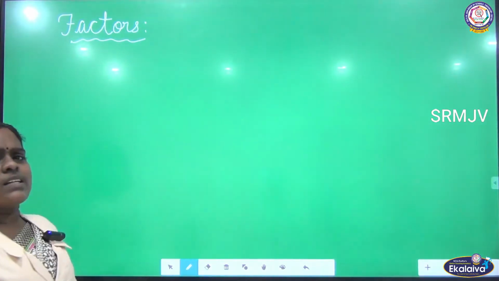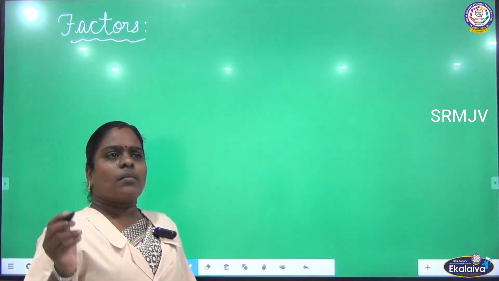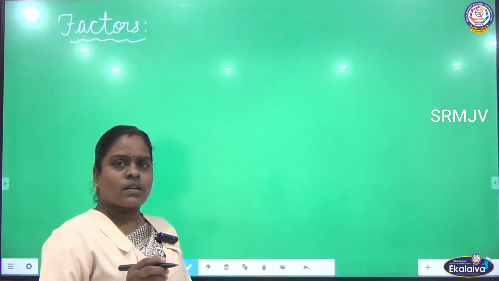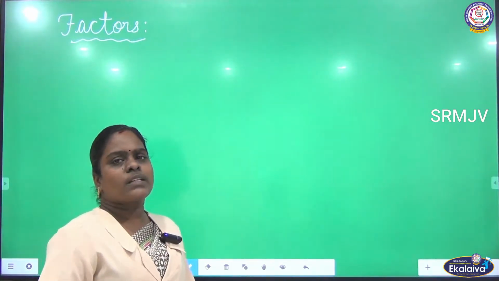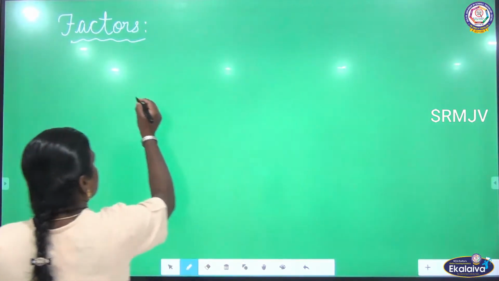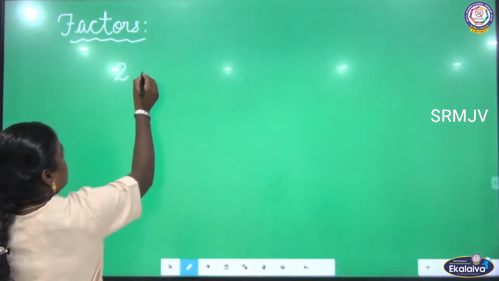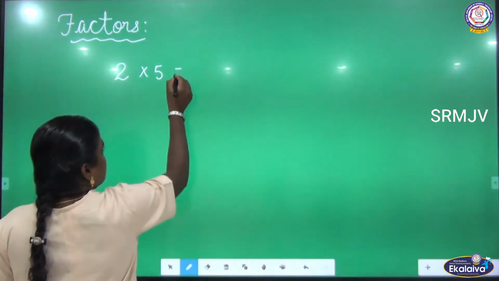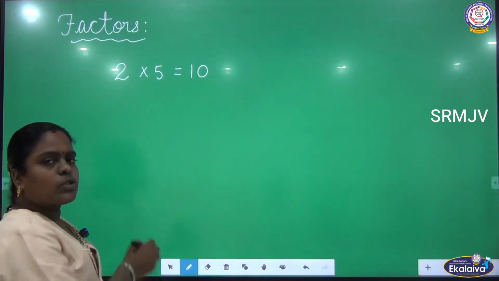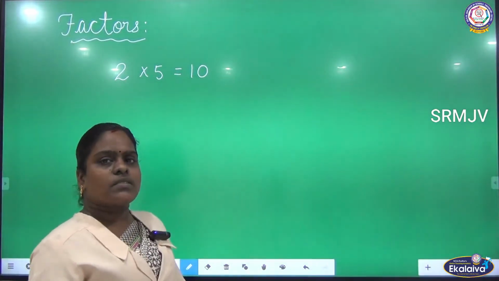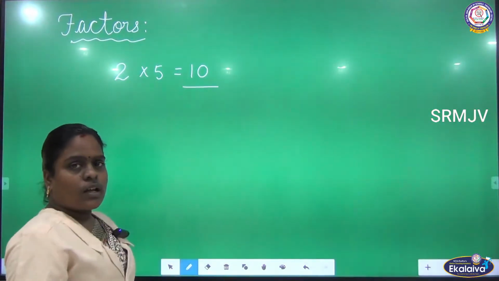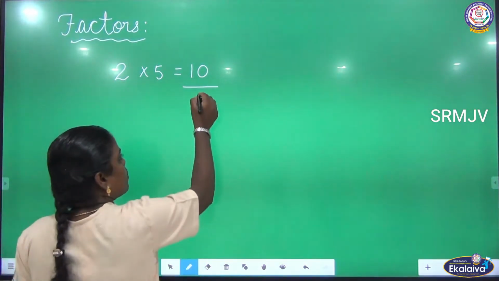So multiple is nothing but a product. When we multiply two numbers, we'll get a product. The product is called a multiple. Let us take one example. 2 5s are 10. So when we multiply 2 and 5, we will get 10. Here 10 is a product. The product is called a multiple.